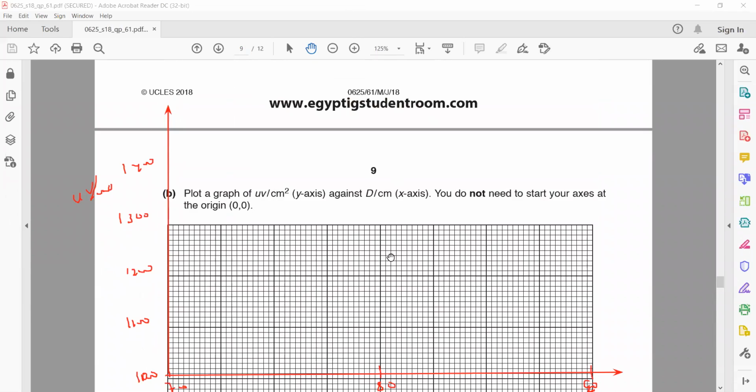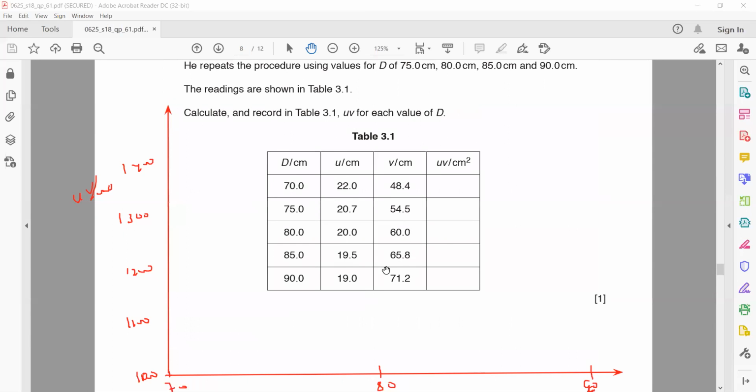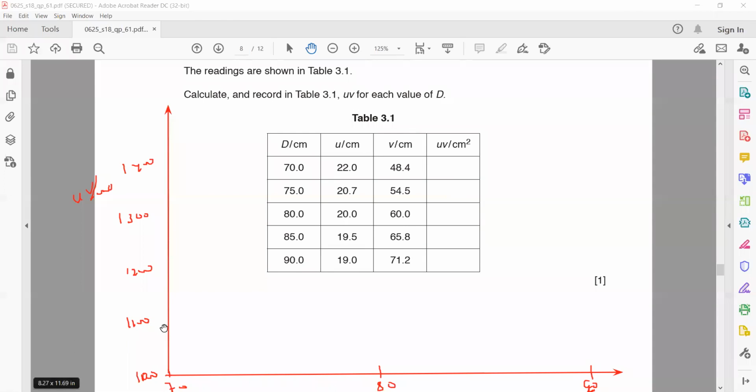So when you plot the result, approximately, because when it is 70, it was 1060. And the last value was when you multiplied 17 by 19 by 71.2. What was the last value? It was 1353, I think. Yeah, and this value was 1060.